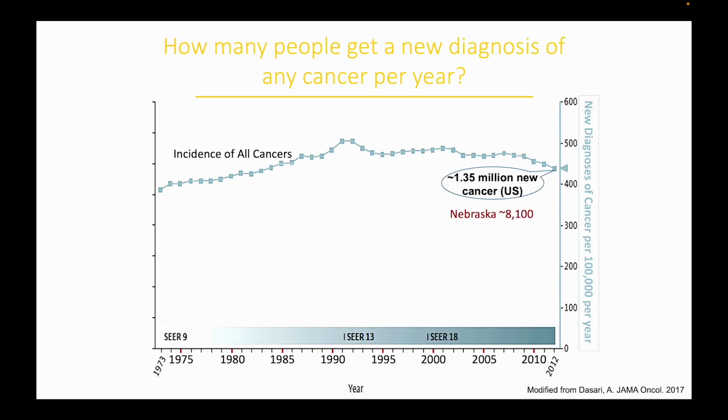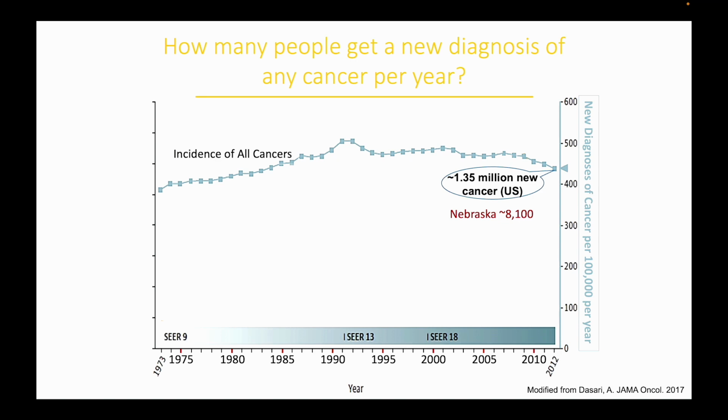So how many people would get neuroendocrine tumors? How frequent are these things? I think you've heard that they're pretty rare, but let me just show you some things about that. This is data from 2012. At that time, about 1.33 million people got a new diagnosis of any cancer in the United States. If my math is correct and going on 2012 populations, that would be 8,100 people in Nebraska.